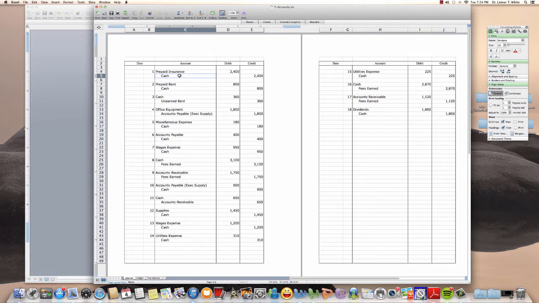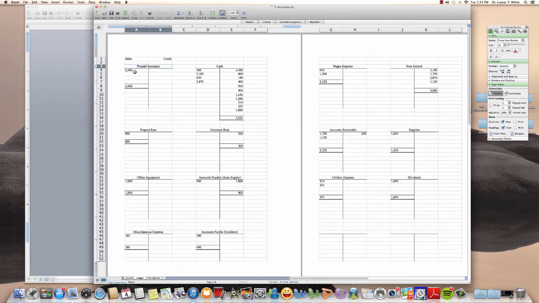And if you look at the journal, this is number 1. Just in case my screen is blurry, look at the journal that I provided, and if you look at journal entry number 1, you see a debit to prepaid insurance and a credit to cash, $2,400. When I go to my ledger, I'm going to do the same thing. I'm going to make a debit for $2,400 in my prepaid insurance T account, and a credit to my cash account for $2,400.